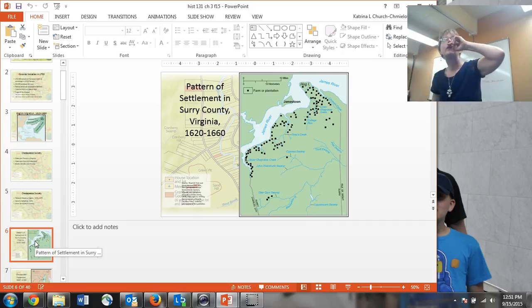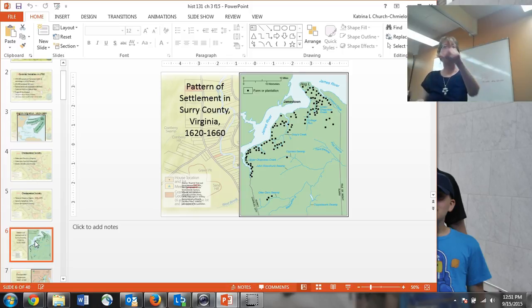Okay, so pattern of settlement in Surry County, Virginia. This is a great map that displays you're not going to go more than half a mile from a river because you need to be able to get your tobacco to market. Right? Okay. I love the Otter Dam Swamp River.